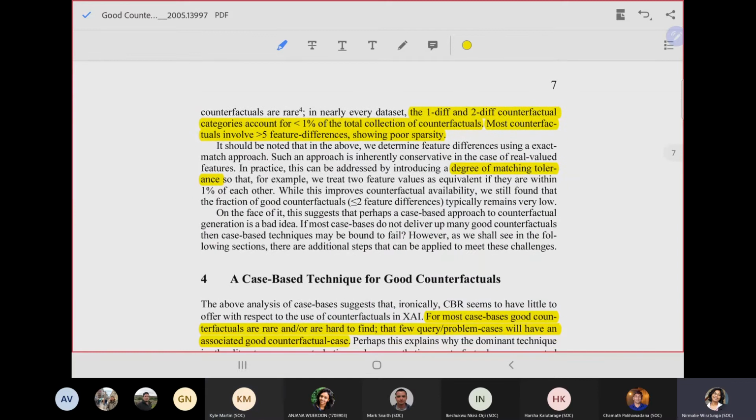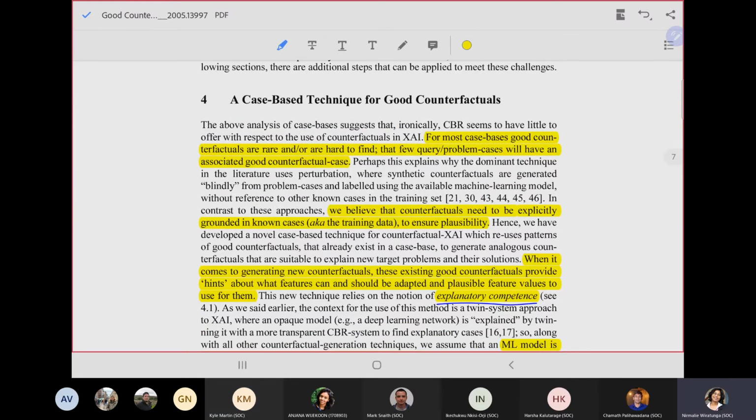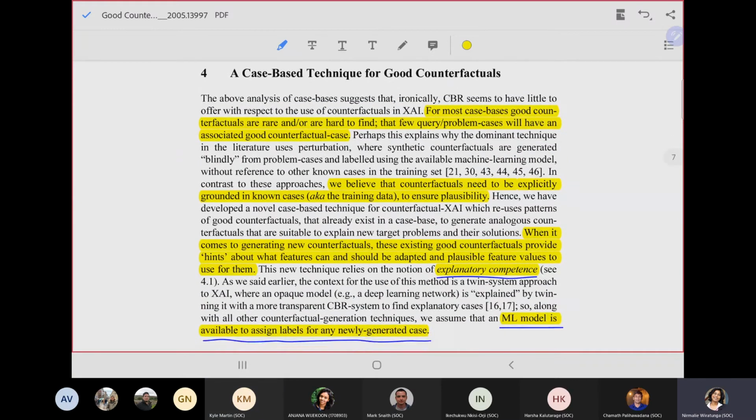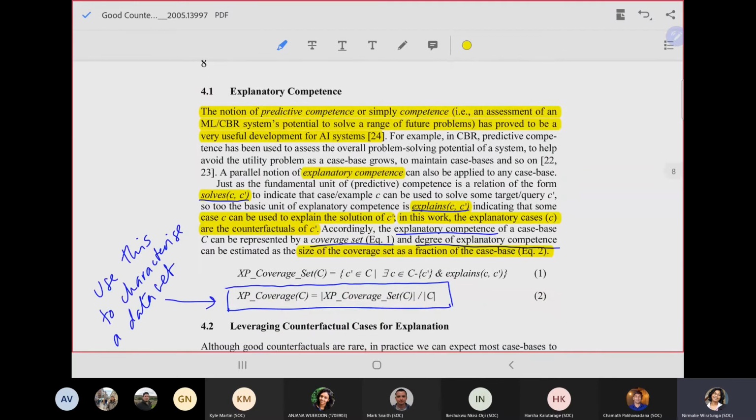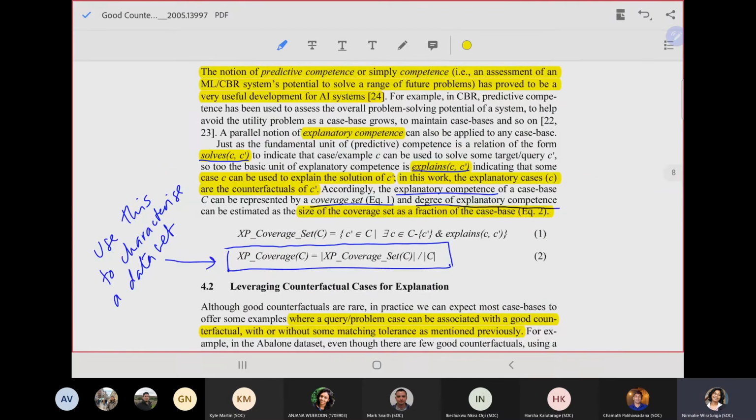Okay, so the case-based technique. So let's go to how they generate counterfactuals. Let's look at some of the equations here. So I think the most important equation is equation 2, but let's look at equation 1. So given a case base C, they try to establish the explanation coverage set for that entire case base.